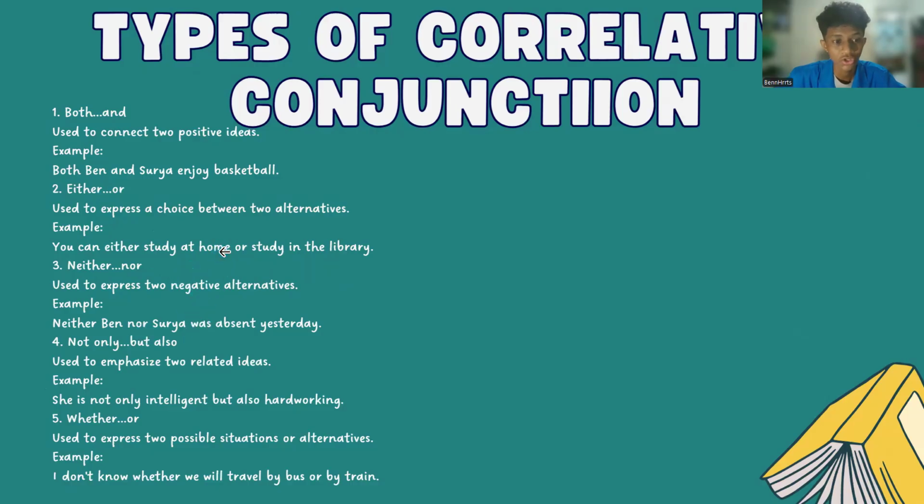And fourth is not only but also, used to emphasize two related ideas. For example, she is not only intelligent but also hardworking. The fifth is whether or, used to express two possible situations or alternatives. For example, I don't know whether we will travel by bus or by train.